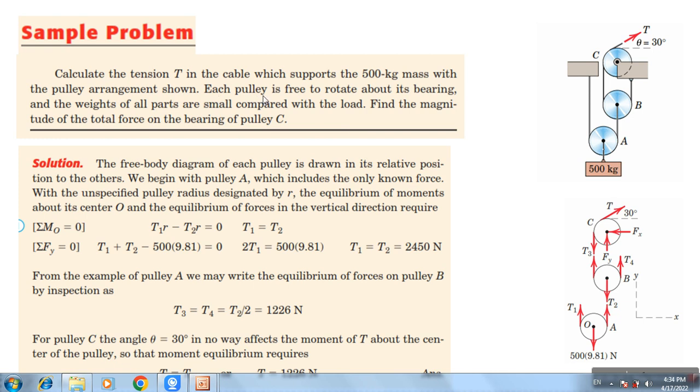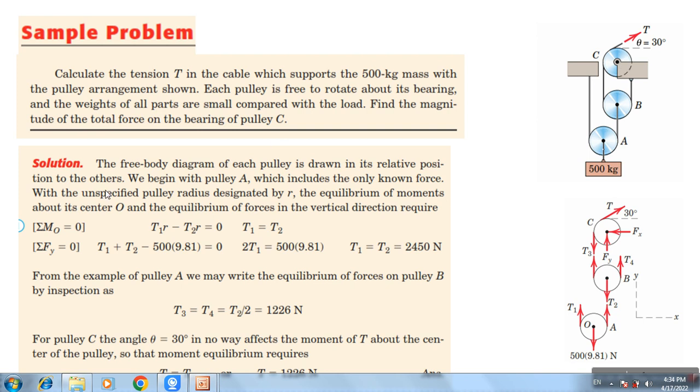Each pulley is free to rotate about its bearing, and the weights of all parts are small compared with the load. Find the magnitude of the total force on the bearing of the pulley C.